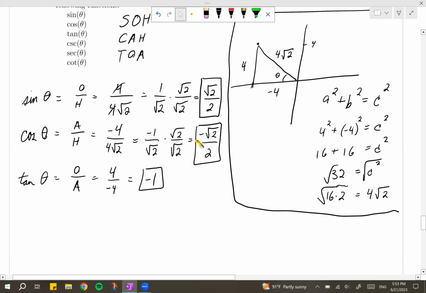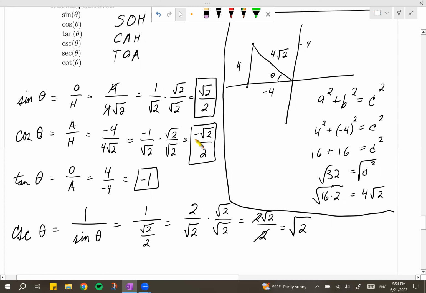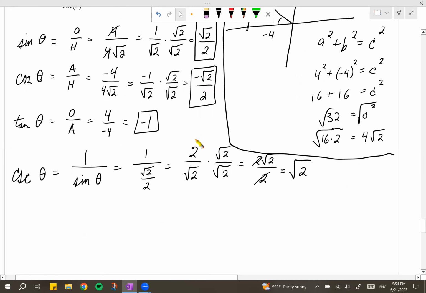All right. My cosecant theta is 1 over my sine of theta. So I'm going to do 1 over square root of 2 over 2, which is 2 over the square root of 2. All right. Doing the same thing, I'm going to multiply by the square root of 2 over the square root of 2. And that's going to give me 2 on the square root of 2 over 2. And these will cancel, and I'll just be left with square root of 2. All right. That's for my cosecant.